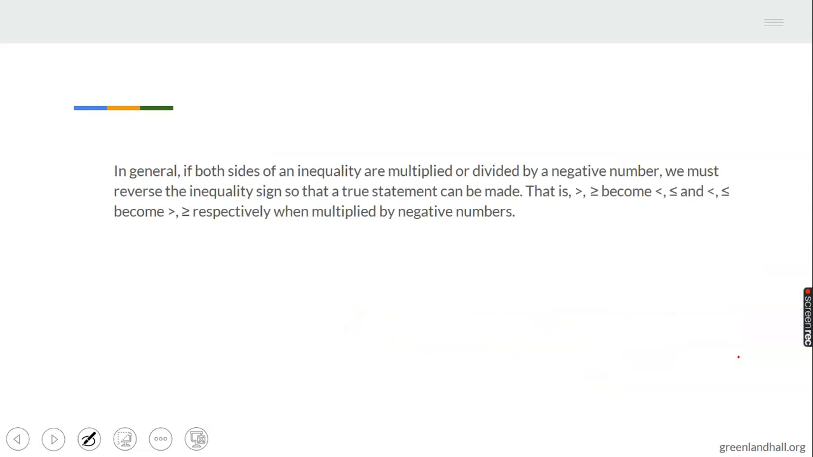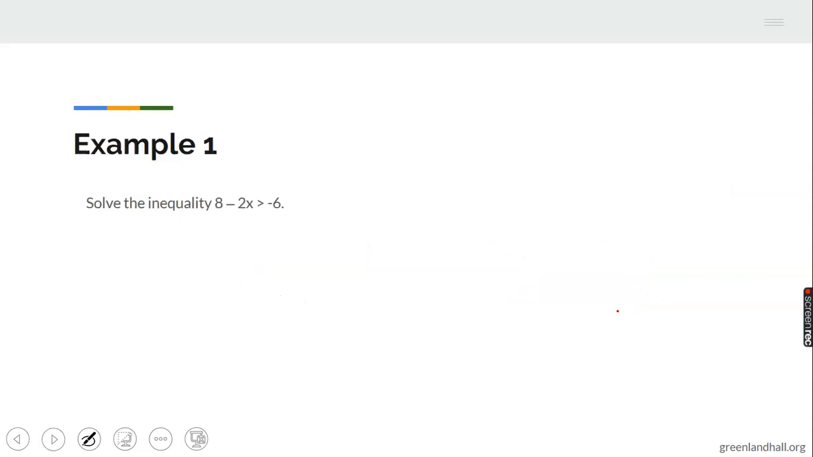Now, this is how it happened. Whenever you are multiplying any inequality or dividing by a negative number, the inequality sign must change. If you have less than, or less than or equal to, it will change to greater than or greater than or equal to. Do you understand what I say? So once you act on this, either by multiplying or by dividing, the inequality sign must change. Now let's look at some examples to illustrate this.